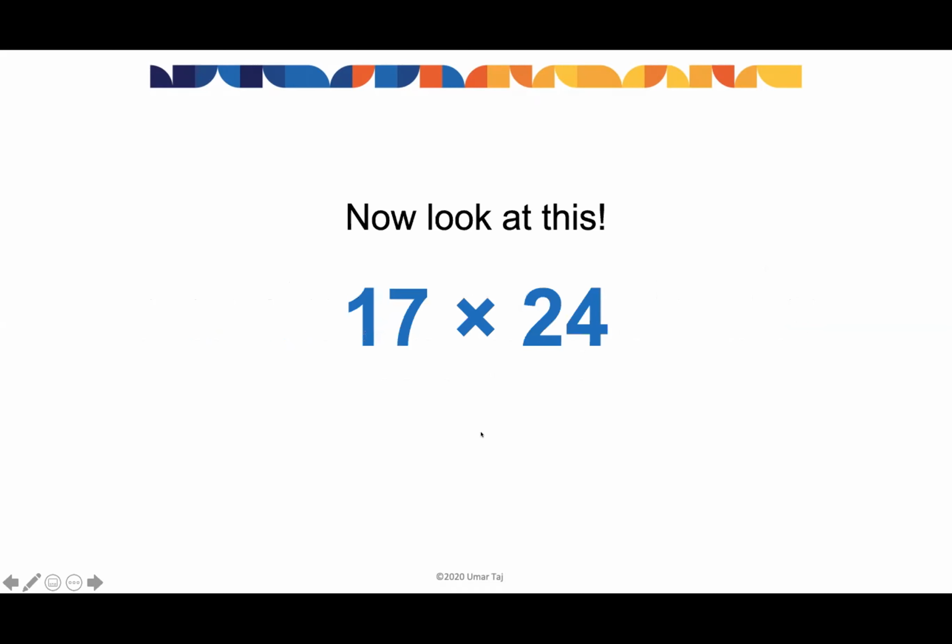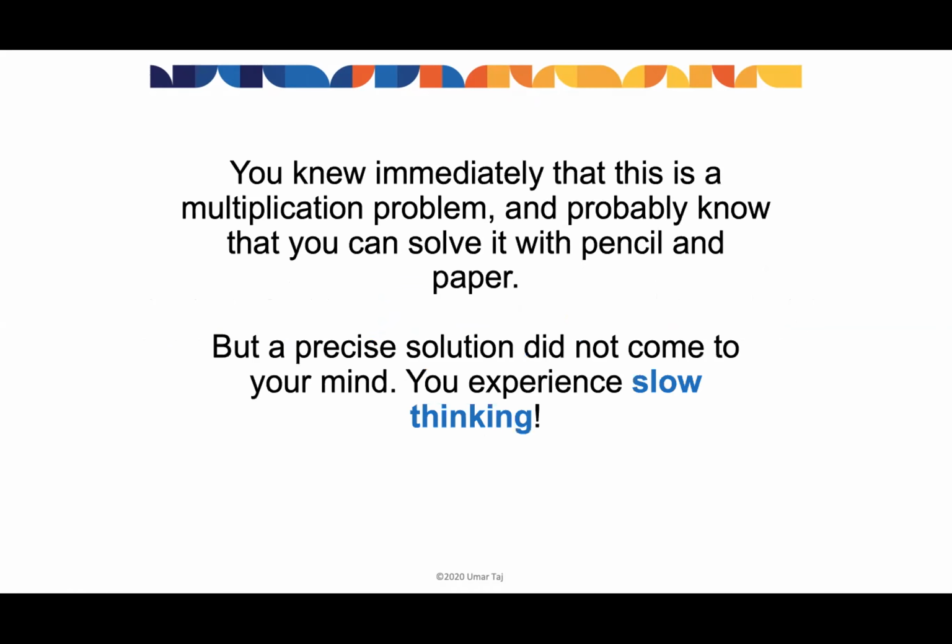And if we show people something like this, there isn't really an answer that comes to your mind. What you do realize is that, well, it's a multiplication problem, and I should be able to solve it, but nothing automatically pops up. That doesn't happen. And that's an instance of what we call slow thinking. And this fast thinking and slow thinking is happening in our brain.